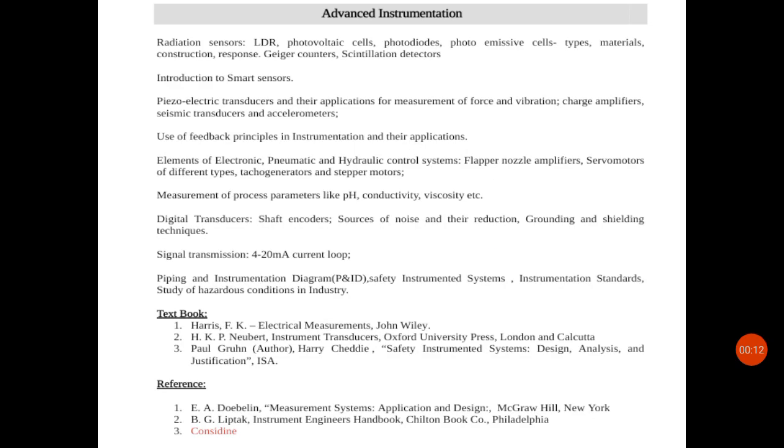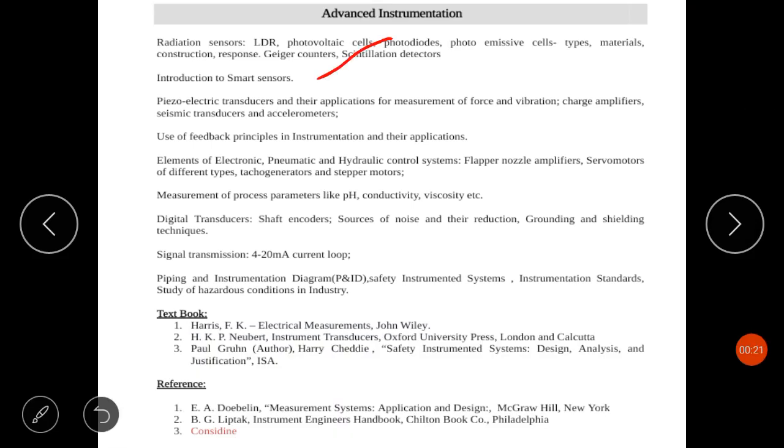The syllabus of advanced instrumentation covers radiation sensors, that is, we'll be learning about all the optical sensors. Then we'll study smart sensors, then piezoelectric transducers, then the elements of electronic, pneumatic and hydraulic controllers, measurement of pH, conductivity, viscosity, etc. Then digital transducers, piping and instrumentation diagram, and study of hazardous conditions in industry. So these are the topics that you will be covering under this subject.